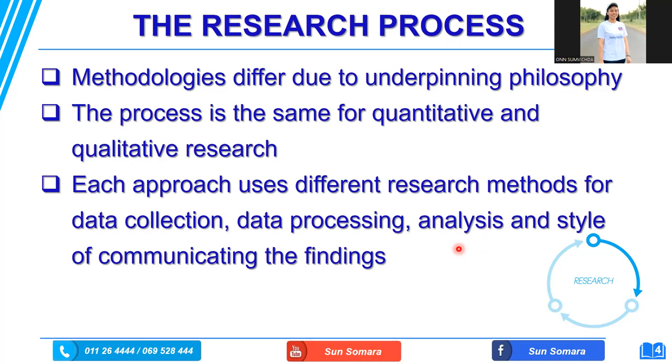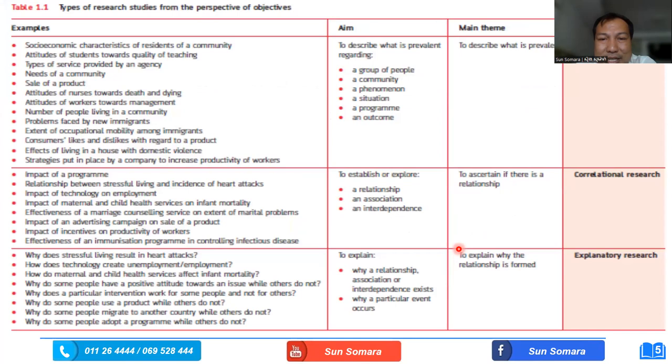Okay, so this one is to inform what is going to be done during that part. You can see it is a little bit small, but maybe you can see more in your textbook, Table 1.1. It types our research study from the perspective of the attitude. You can see some examples here: aim, main theme, and type of research. So we have descriptive research, correlational research, and explanatory research.